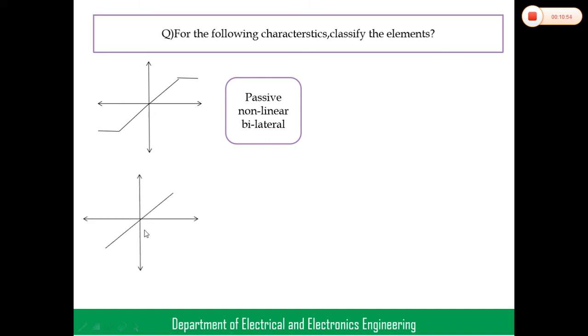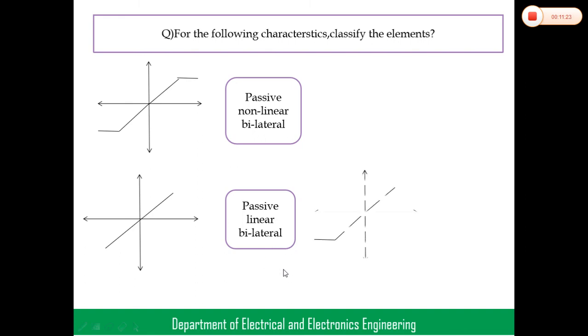Coming to the next example, here, is this passive or active? This is passive because the characteristics appear in the first and third quadrant, right? Next, linear and non-linear. You can say that the characteristics are linear because it is a straight line passing through the origin. And last, bilateral and unilateral. The characteristics in the positive direction are the same and in the negative direction also the same. Then we can say that it is passive, linear and bilateral, right?